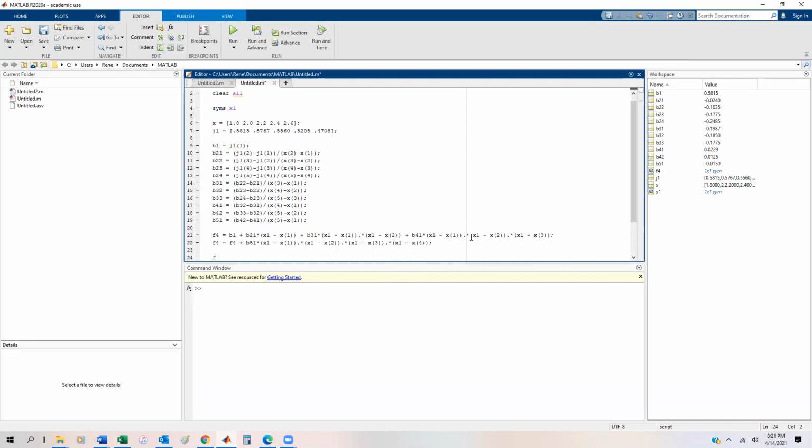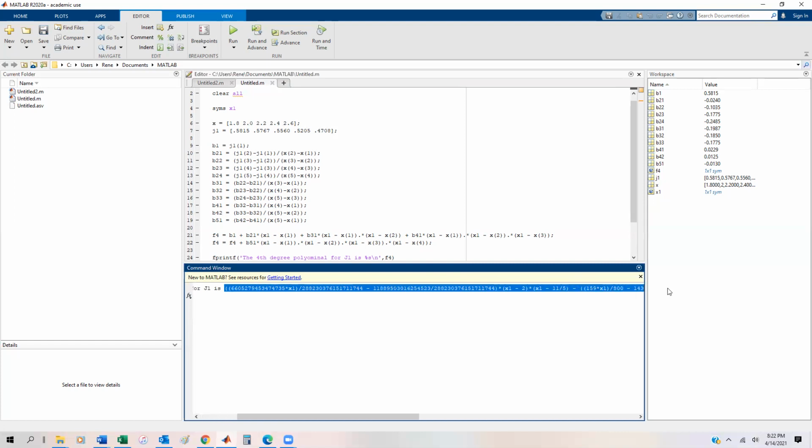And we're going to do an fprintf. We're going to say the fourth degree polynomial for J1 is %s, and we're going to call F4. So now this should be a really long polynomial when we run it. And here it is. So it's not pretty, but it is what it is. Okay, so boy, that's pretty long.